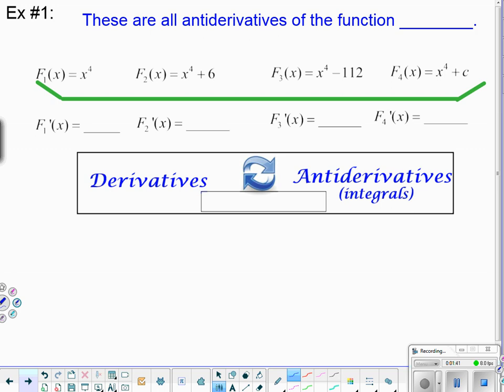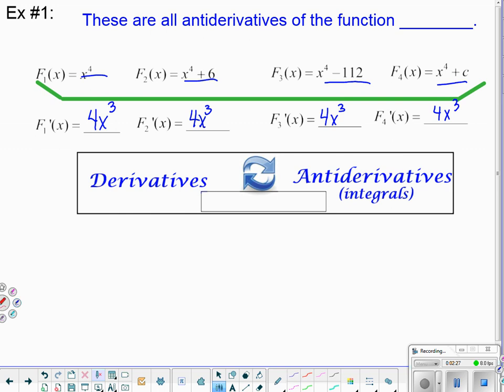You can see that I've got over the green four different equations. And if you just simply walk through and took the derivatives of each of these, you would get, what, 4x cubed on this one. 4x cubed, and the derivative of 6 would be 0. Here I get 4x cubed, and the derivative of negative 112 would be 0. And on this one, I would get 4x cubed. So I had 4 unique equations, but yet their derivative all turned out to be the same 4x cubed. That might present some problems, huh?